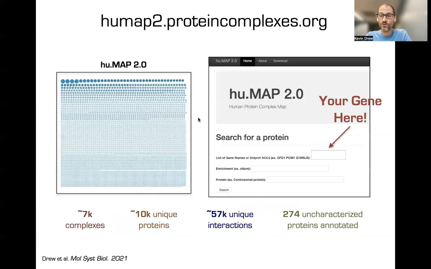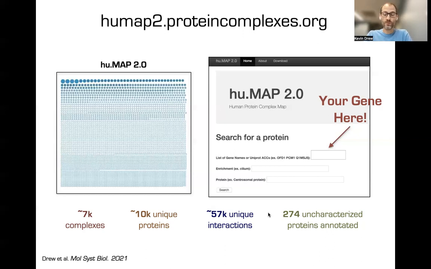So we want this to be a resource for people to use, and so you can go to hu.MAP2.proteincomplexes.org. You can search a gene of interest here with our web interface. This is a Cytoscape view of all 7,000 protein complexes. We cover about half of the human proteome, about 10,000 unique proteins, 57,000 unique interactions, and again, we cover about 270 highly uncharacterized proteins that we've been able to transfer an annotation. This work was recently published in Molecular Systems Biology, so you can see more of the details there.